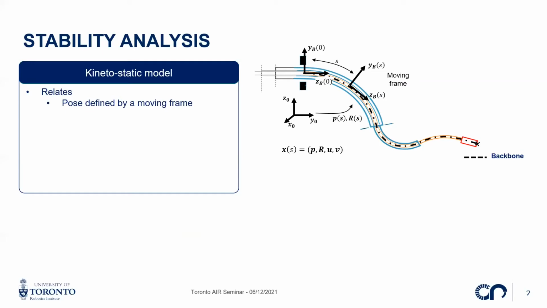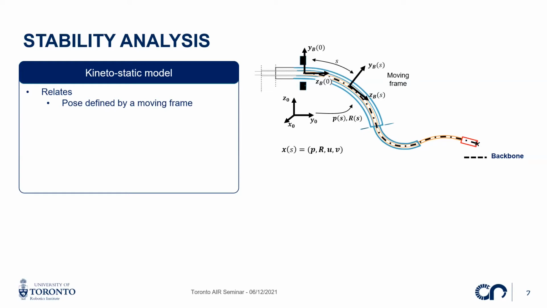All right, so the current way of analyzing the stability of these robots is to analyze a kineto-static model of them. So how do we model these robots in a generic way? First of all, we usually approximate the shape of a robot by a one-dimensional curve, which you can see in dashed-dotted line here, called the backbone.